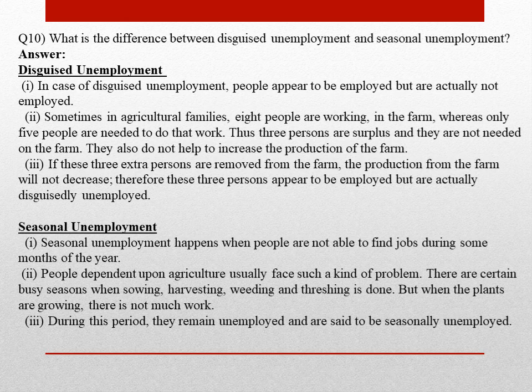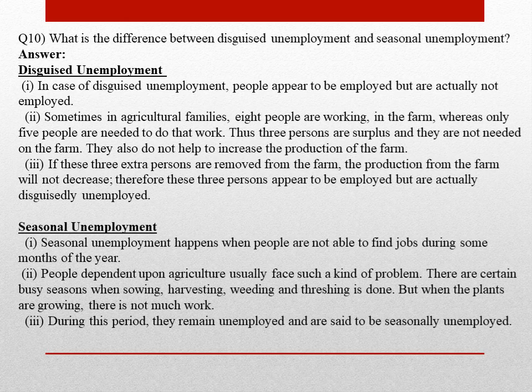Next question is, what is the difference between disguised unemployment and seasonal unemployment? And the answer is, disguised unemployment. In case of disguised unemployment, people appear to be employed but are actually not employed. Sometimes in agricultural families, 8 people are working in the farm, whereas only 5 people are needed to do that work. Thus, 3 persons are surplus and they are not needed on the farm.